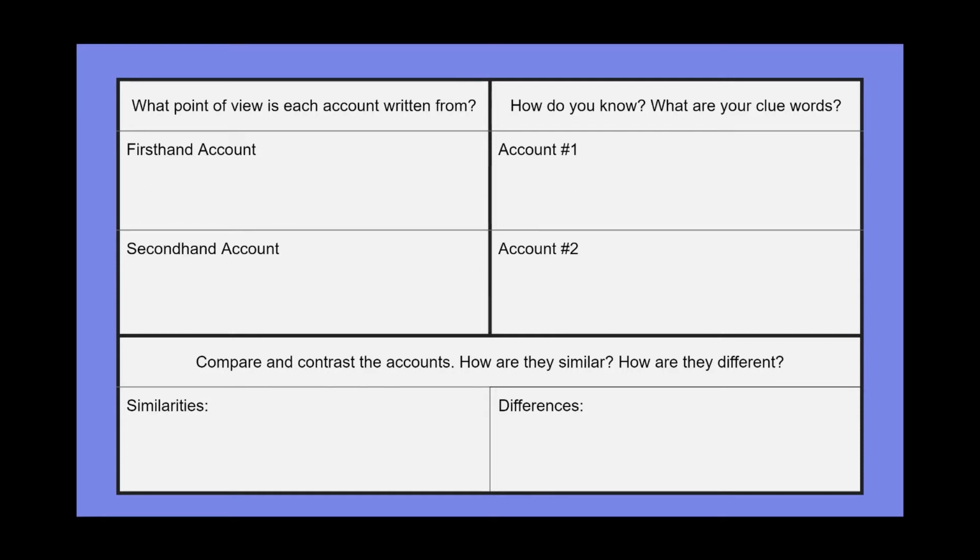And then how do you know? What are your clue words? We are going to have two passages, labeled account 1 and account 2. Then afterwards, we're going to compare and contrast the accounts. How are they similar and how are they different? So hit pause, fill out your graphic organizer so that it looks like this, and then we'll keep going. All right, so hit pause now and fill that out. All right, so let's keep going.